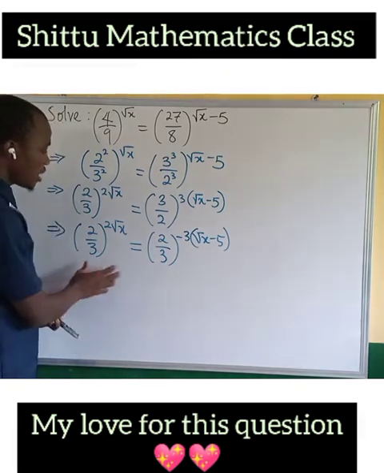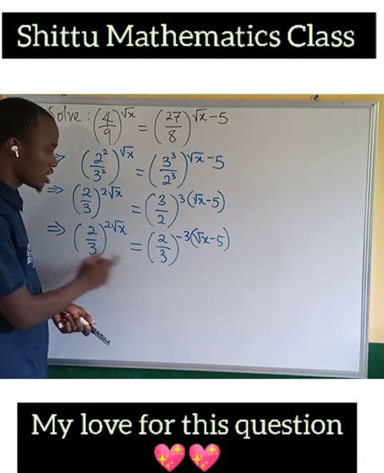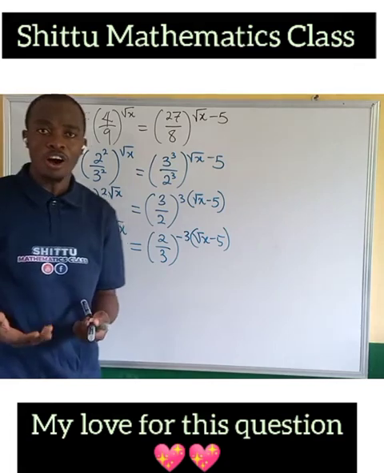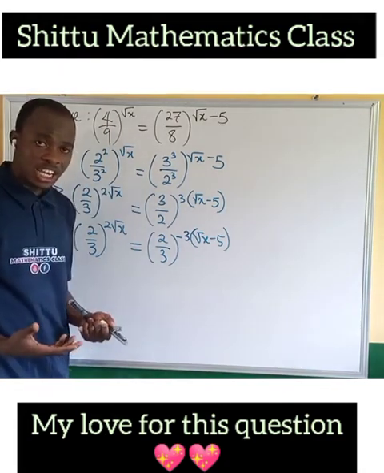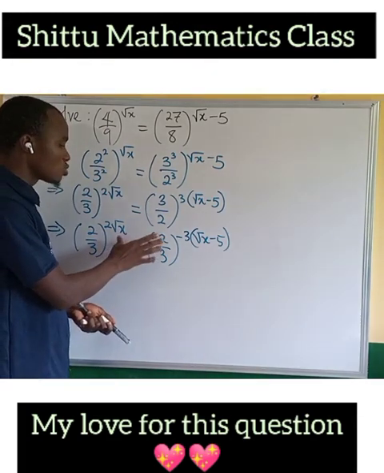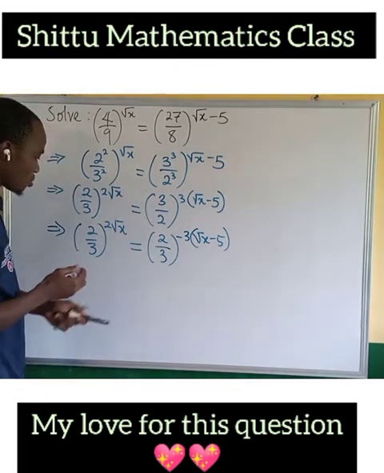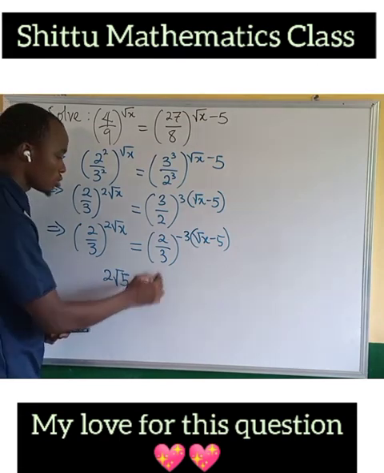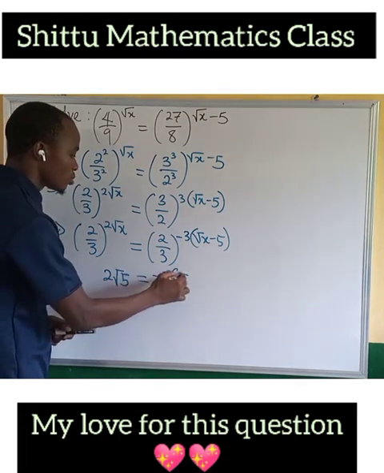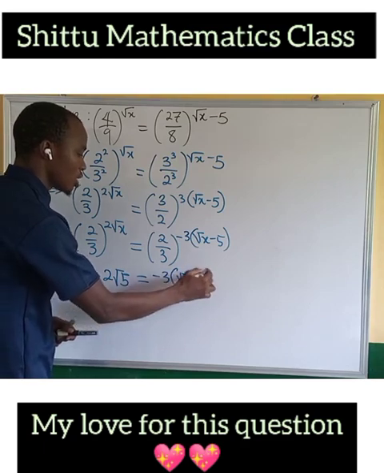You can see that we can have the same bases now: 2/3 here, 2/3 here. So from the law of indices, whenever the two bases are equal, we need to equate the power. Therefore, we are going to have 2 root x equals minus 3 into root x minus 5.